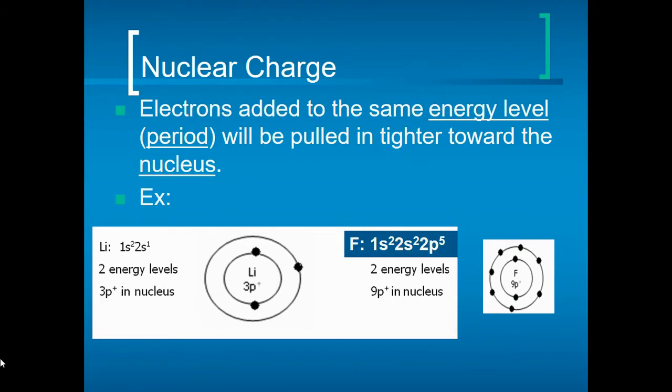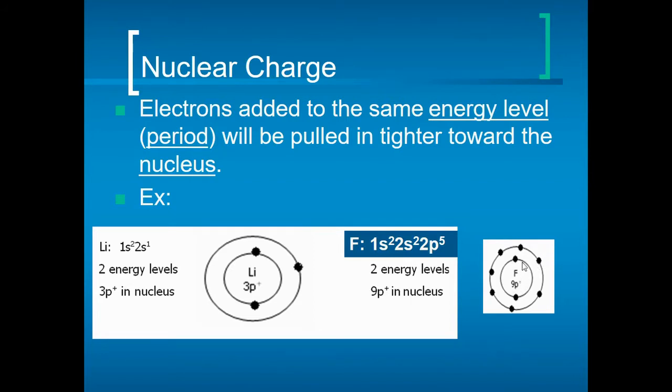So let's look at lithium versus fluorine. Lithium and fluorine are in the same period, the same energy level. That's the second energy level, the second period of the periodic table. So in other words, they have two energy levels. Lithium has 3 total protons, while fluorine has 9 protons. So for lithium, you have 3 protons pulling in on 1 electron, as opposed to fluorine. Fluorine has 9 protons pulling in on, let's say, this 1 electron on the outside.